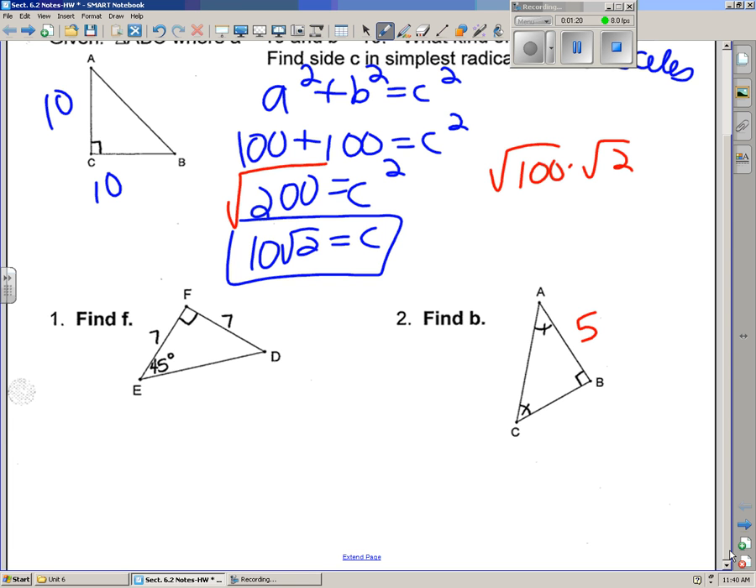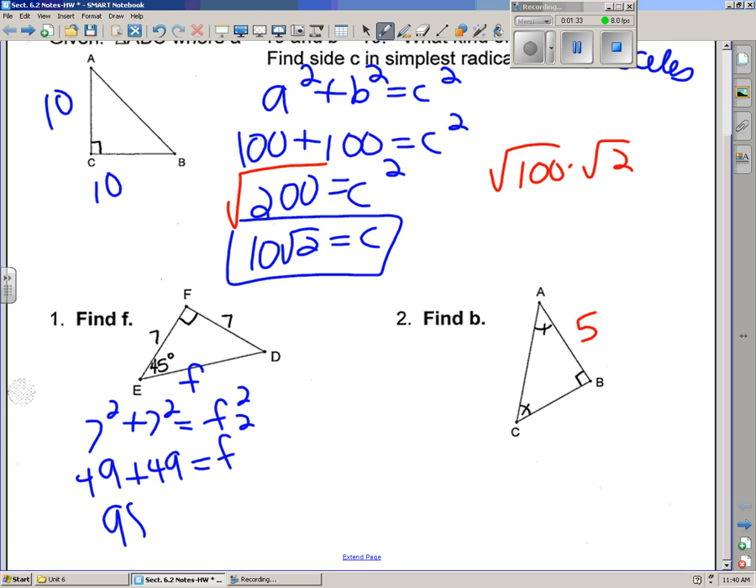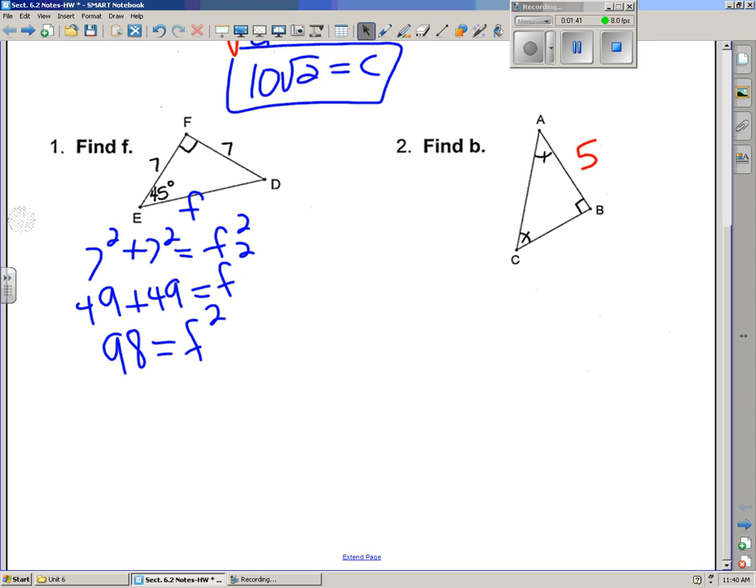Okay, so for F, we know that 7 squared plus 7 squared equals F squared. 49 plus 49 equals F squared. 98 equals F squared, which means when I square root 98, which is just going to be radical 49 times radical 2, then F is going to be 7 rad 2.